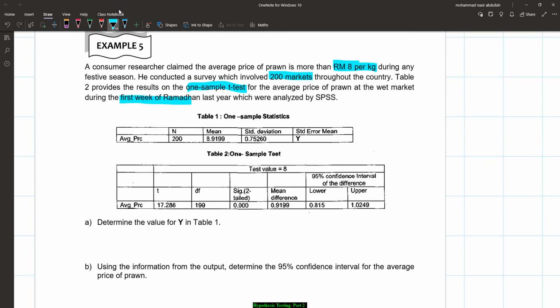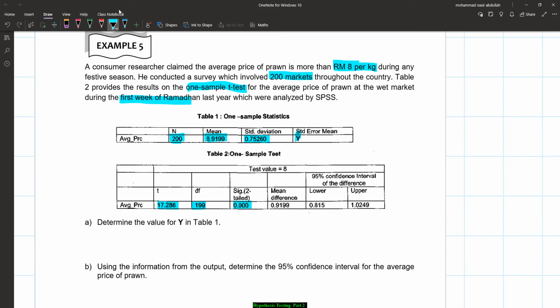So he says here in table 1, they give us the sample size equal to 200, mean equal to 8.911, standard deviation 0.75, and the standard error is y. And in table number 2, they give us the value of the t statistic and degrees of freedom. This is a two-tailed test p-value. Do you see the difference I mentioned before?